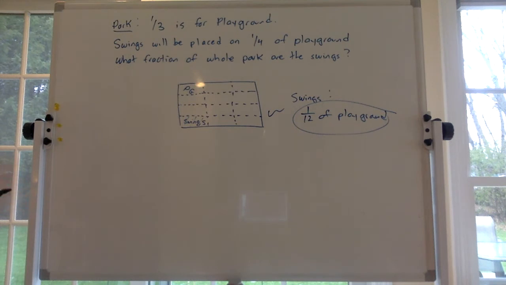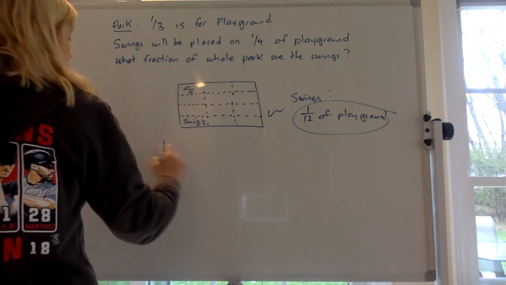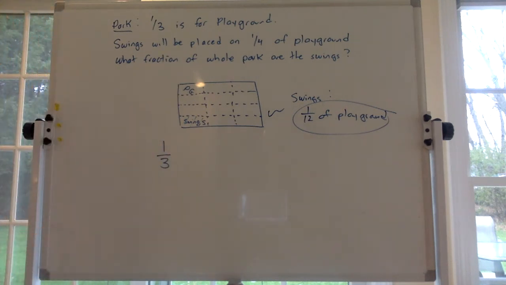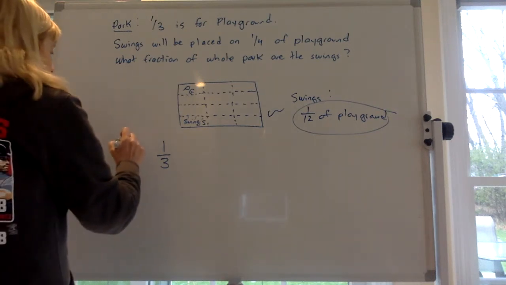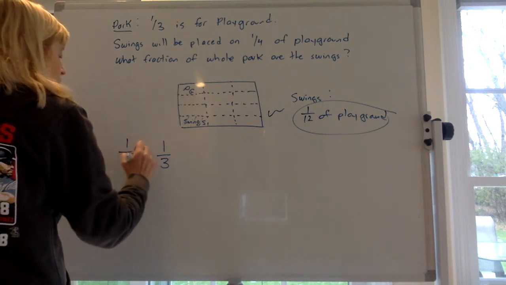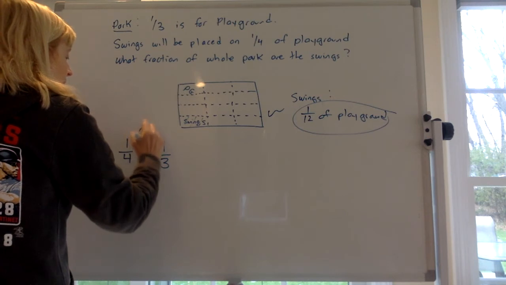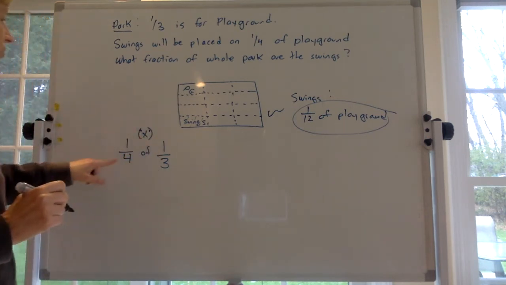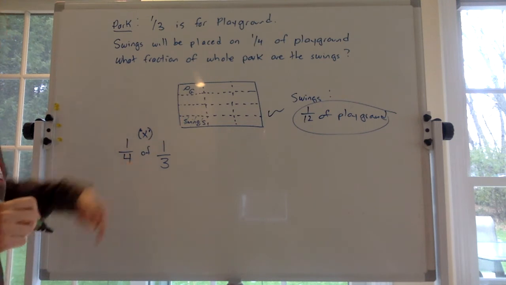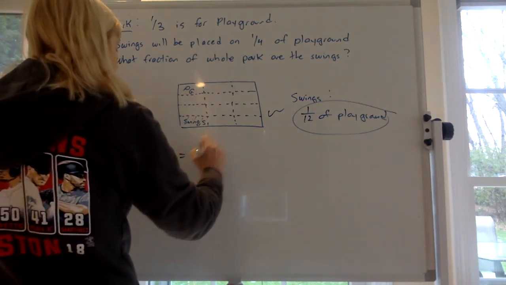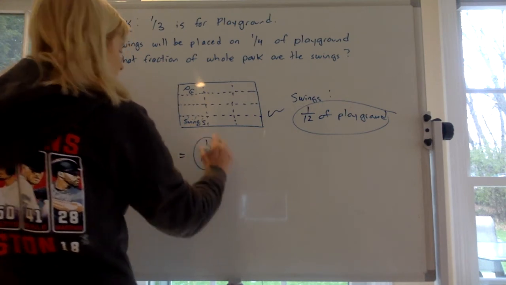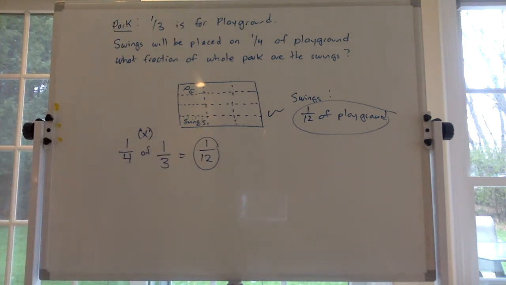Okay, so you could do it with a picture. You could also think of it as a multiplication of fractions, because if we start off, we say the playground is 1/3 of the park, right? And then the swings are 1/4 of that 1/3. So whenever you say the word "of," you think multiplication. 1/4 of 1/3 is 1/4 times 1/3. If you multiply those fractions, 1 times 1 is 1, and 4 times 3 is 12. So if you say "of" in your head, think multiplication.